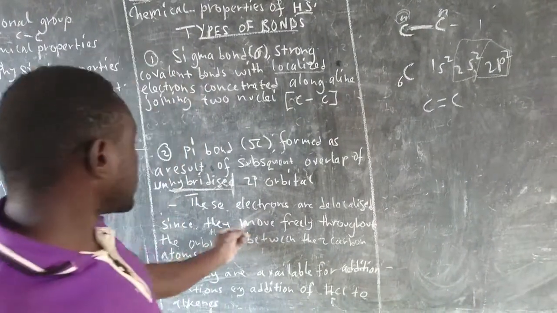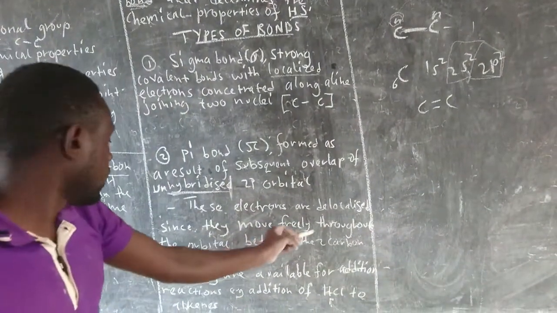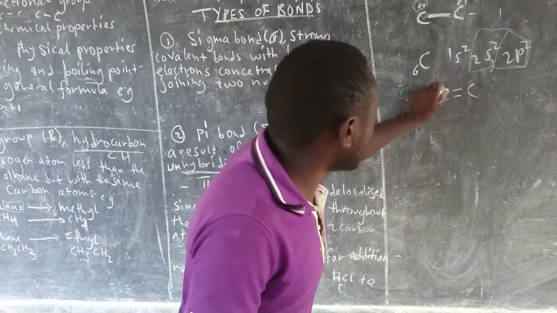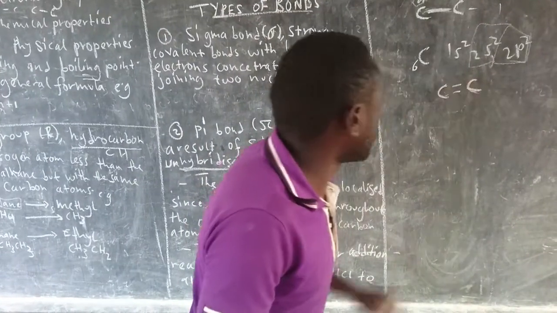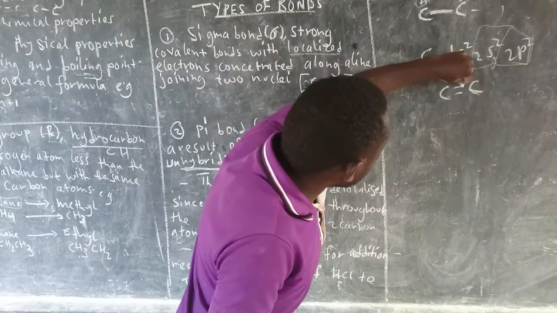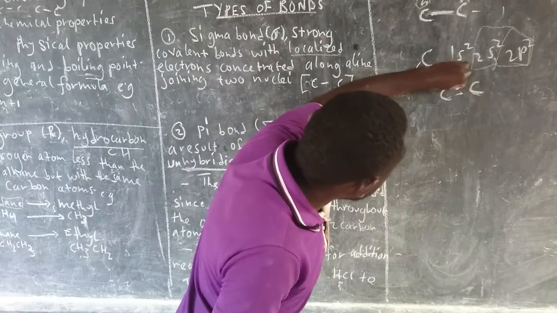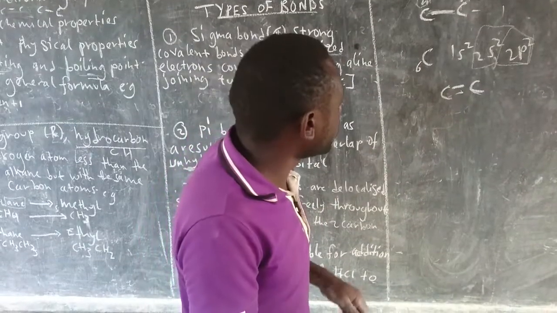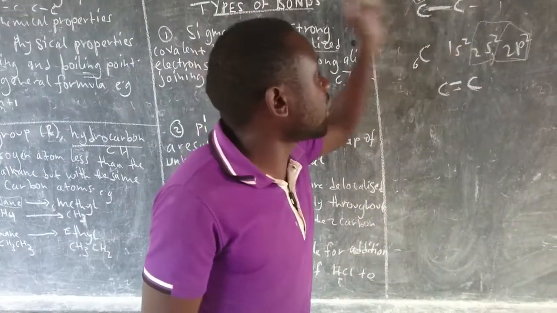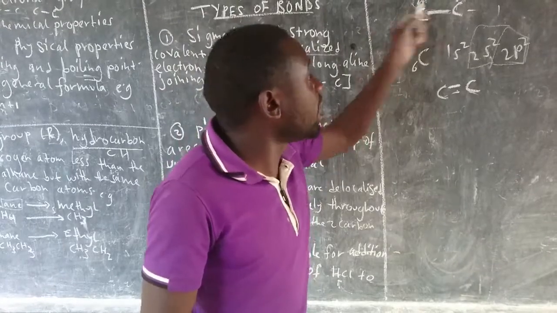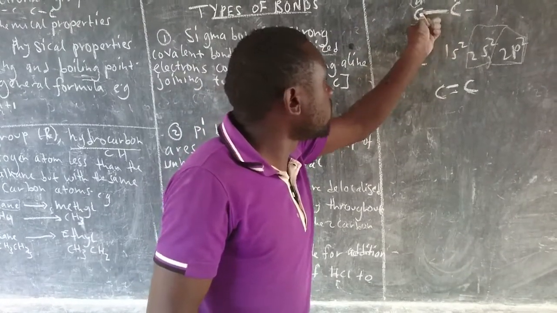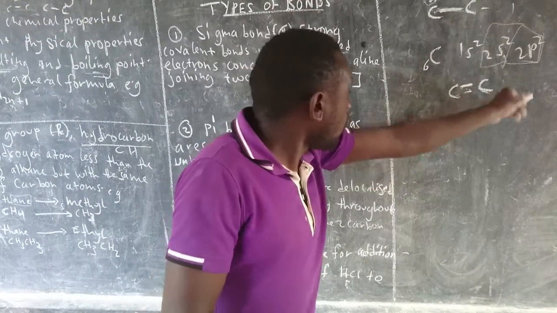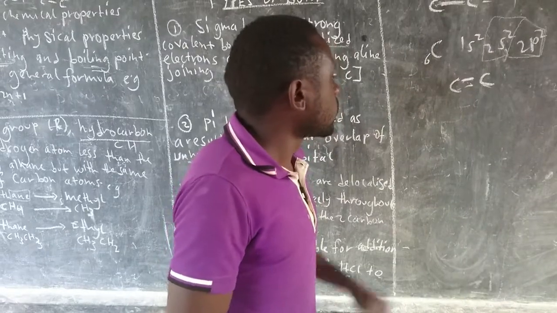Now we are told that these electrons are delocalized since they move freely throughout the orbital between the two carbon atoms. If we consider the pi bond here, it will be delocalized, so it is free to move. It's not like the sigma bond, which is limited to moving just from this carbon to that one. The pi electrons are able to move from up to down or to any side. So those are the sigma and pi bonds.